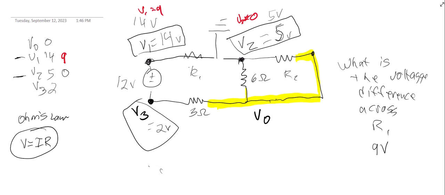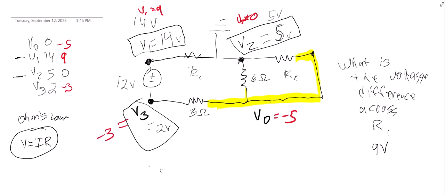Now I'm going to look at V0. V0 is 5 less than V2. So if V2 is 0, then V0 has to be negative 5. V3 is 3 less than V2. And so if V2 is 0, then V3 has to be negative 3.